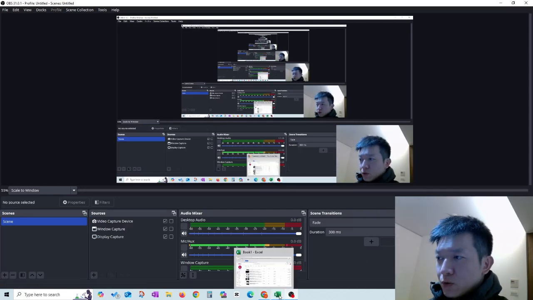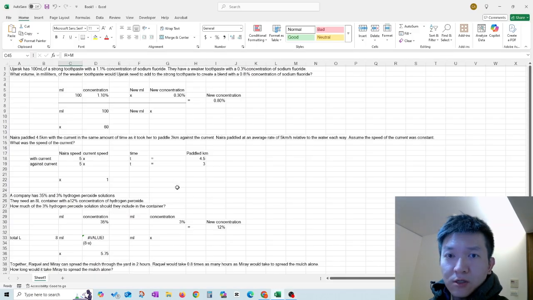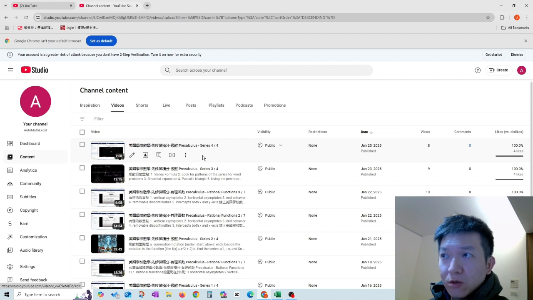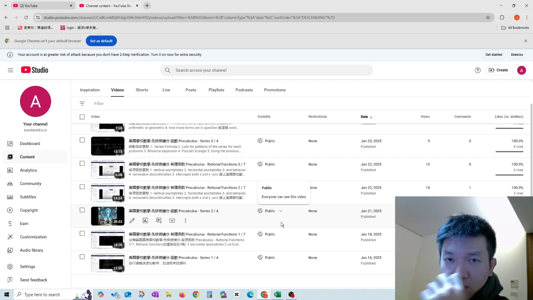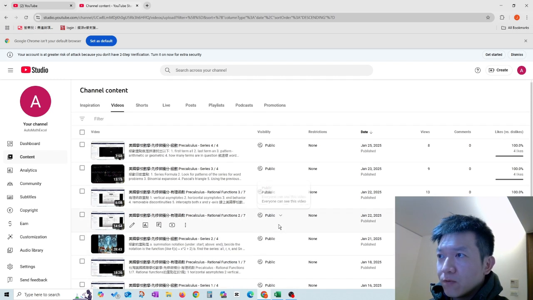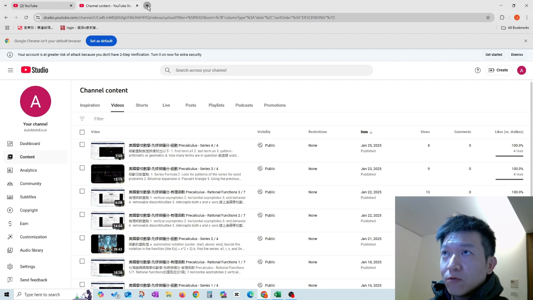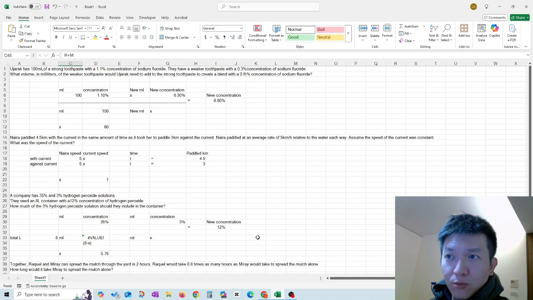So we are doing lesson 3. So chapter Precalculus, rational functions, 4 out of 7. So we're doing chapter 4 actually. So lesson 4 actually. And because it's word problems, we're gonna use Excel to model our solution.